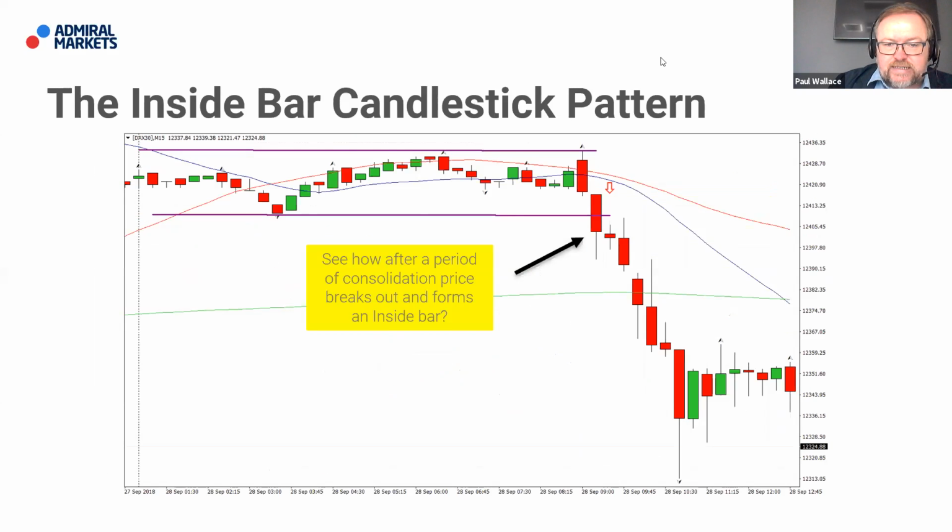So, as I said, if you're going to trade it as part of a breakout, here we've got, you can see that the price is in a range there. Okay, this is the 15-minute chart on the DAX. We can see that it's just in a standard range.